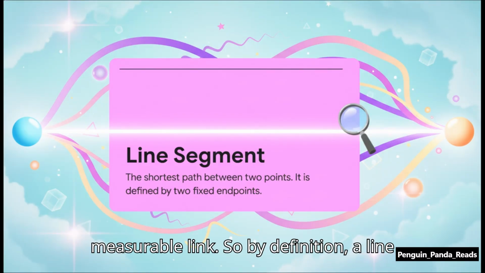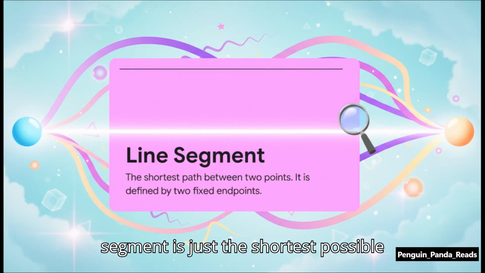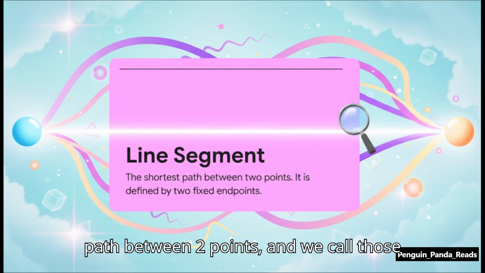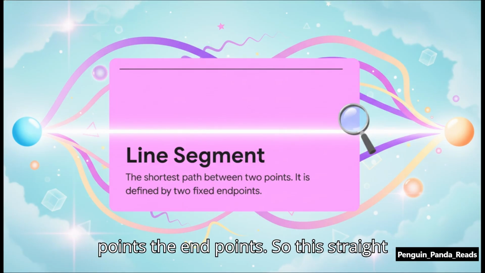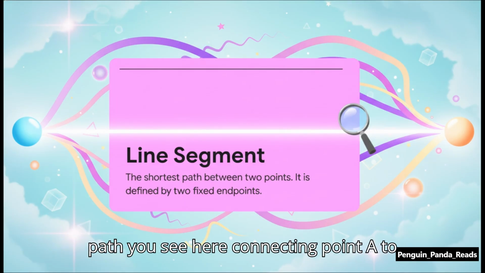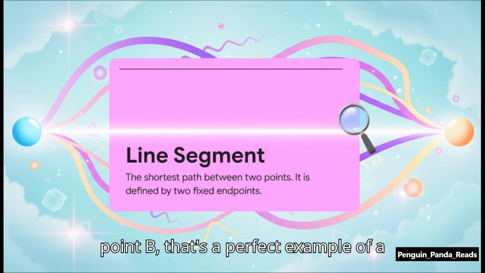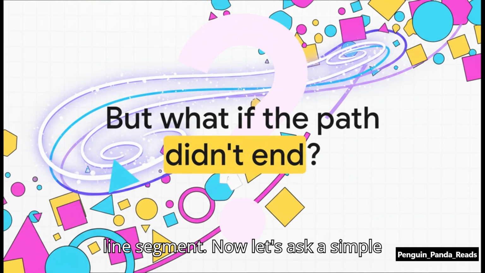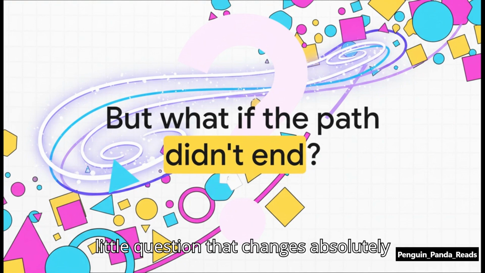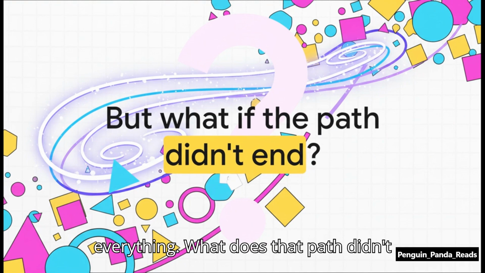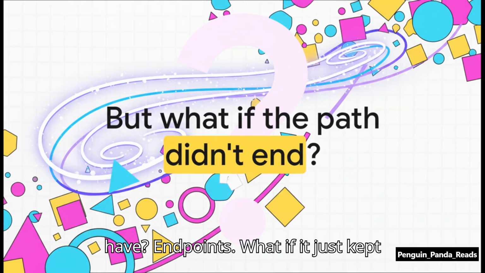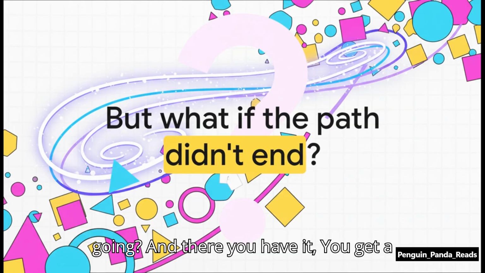So, by definition, a line segment is just the shortest possible path between 2 points. And we call those points the endpoints. So this straight path you see here, connecting point A to point B, that's a perfect example of a line segment. Now let's ask a simple little question that changes absolutely everything. What if that path didn't have endpoints? What if it just kept going? And there you have it.